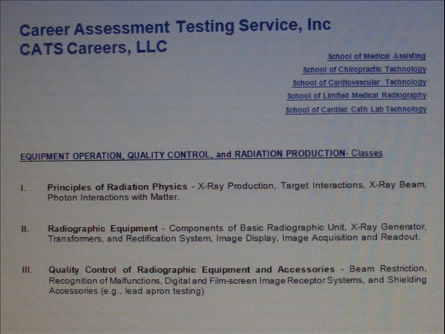recognition of malfunctions. We want to make sure that if your film does not come out suitable for the physician to have a clear view of the area in which he is examining, then we need to figure out why. And we're going to go through those steps in this program as well. Digital and film screen image receptor systems, those are processors. We want to make sure we cover the shielding in detail.